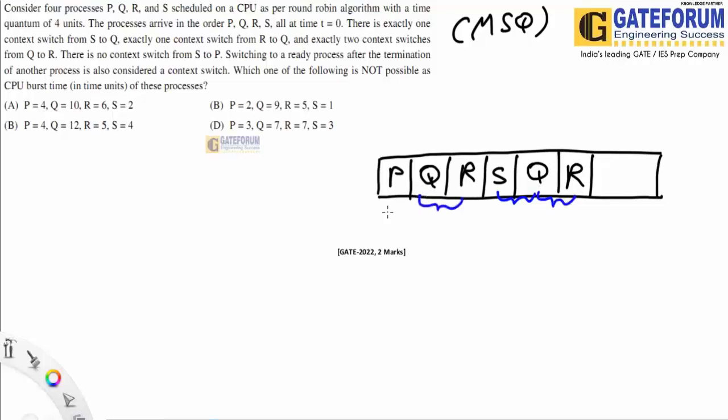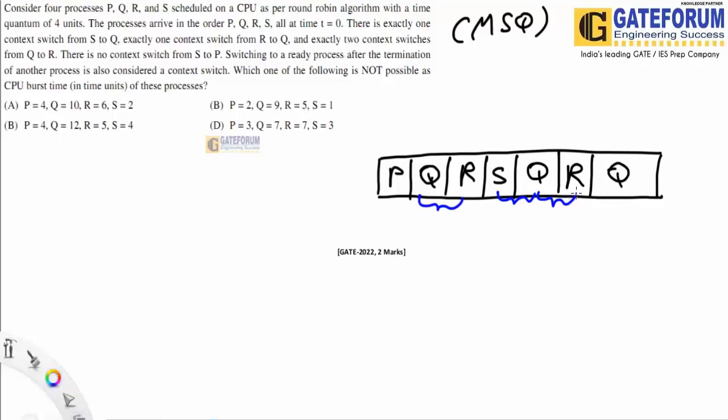For R to S, there is nothing written that there is any particular context switch from R to S, so we are not saying anything this way. P to Q, they haven't mentioned any particular part, so we are not considering it. Now only one context switch is left out, from R to Q. So basically it says only one context switch from R to Q was left out. So we need to have one context switch from R. This is also being mentioned.